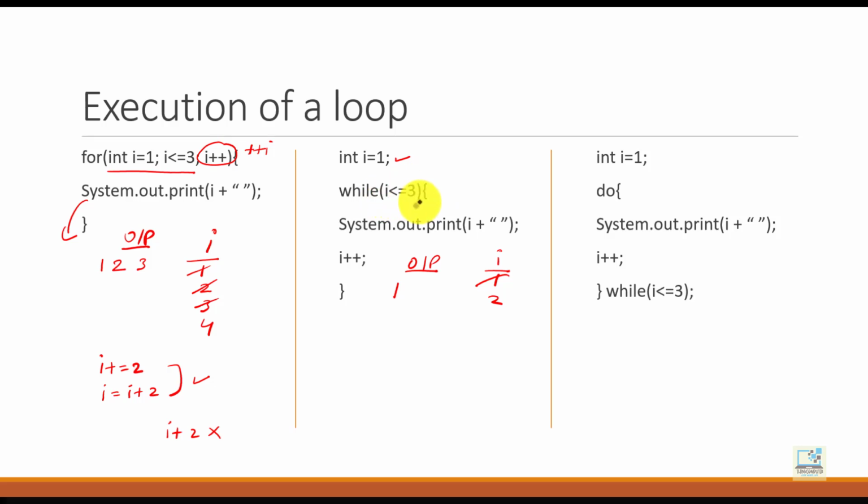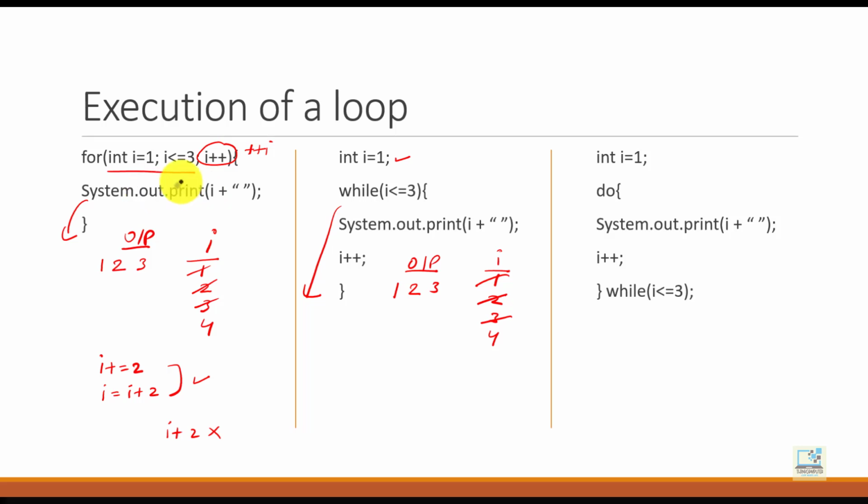2 less than equal to 3, correct, it will print i, which is 2. i plus plus, i will be 3. Again it will go to condition check, 3 less than equal to 3, correct. Again it will print 3. Then i plus plus, it will become 4. Again it will go to condition check, 4 less than equal to 3, false. So it will exit the loop.